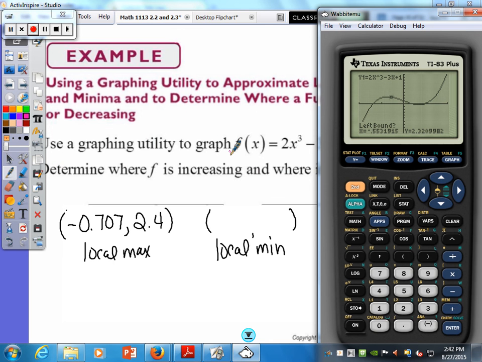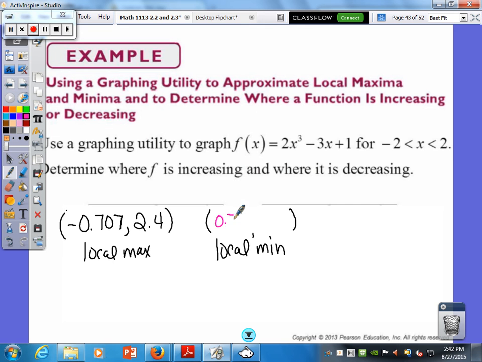Okay, so it was 0.707 again. And then what was it? Negative 4.1. Excellent.